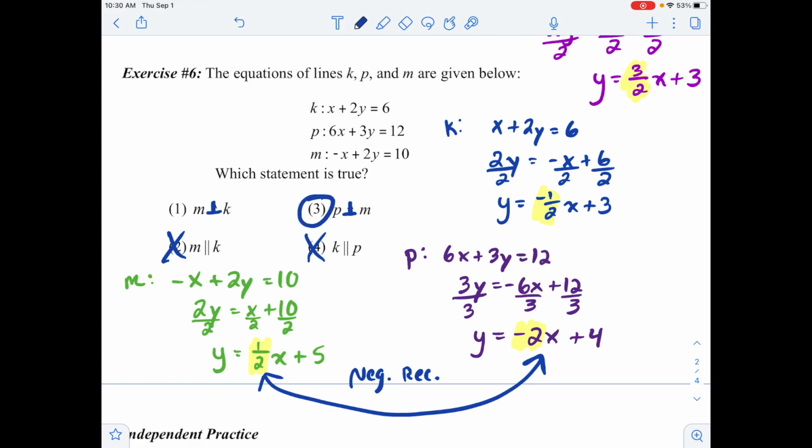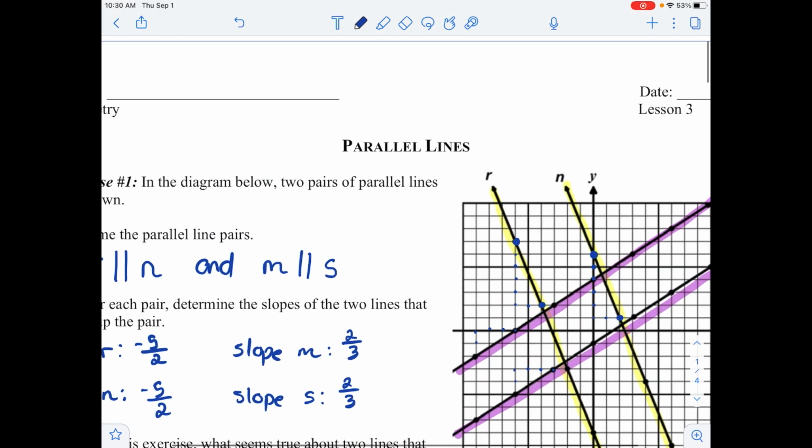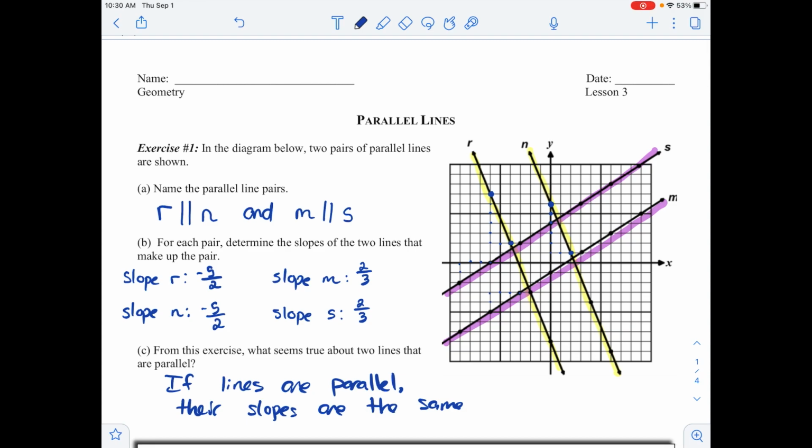Okay, so this was a little bit of a shorter lesson, which is fine. So your homework tonight is lesson 3, 1-3. Try your best with it again. If there are some questions that you don't know how to do, that's fine. Just submit to me whatever you are able to do.